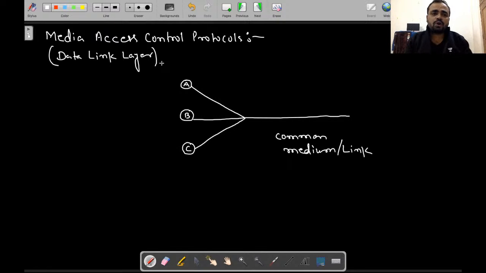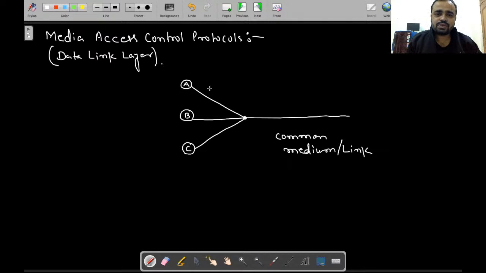Whatever protocol inside the data link layer we are implementing, we will implement inside a particular link. This particular wire connection between two connecting points is called a link. So this is the common medium also.